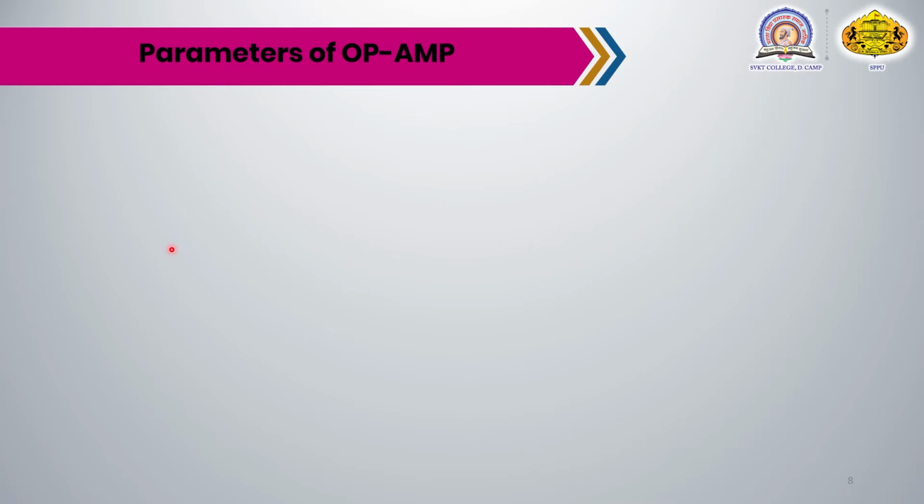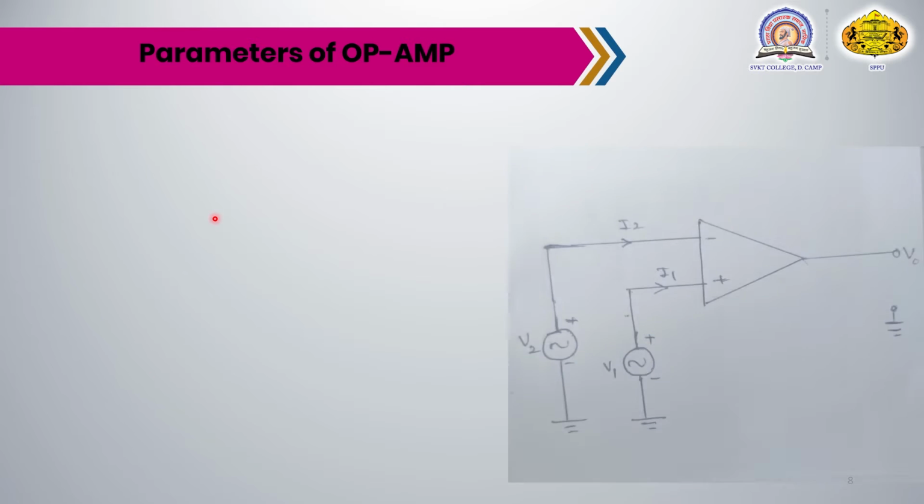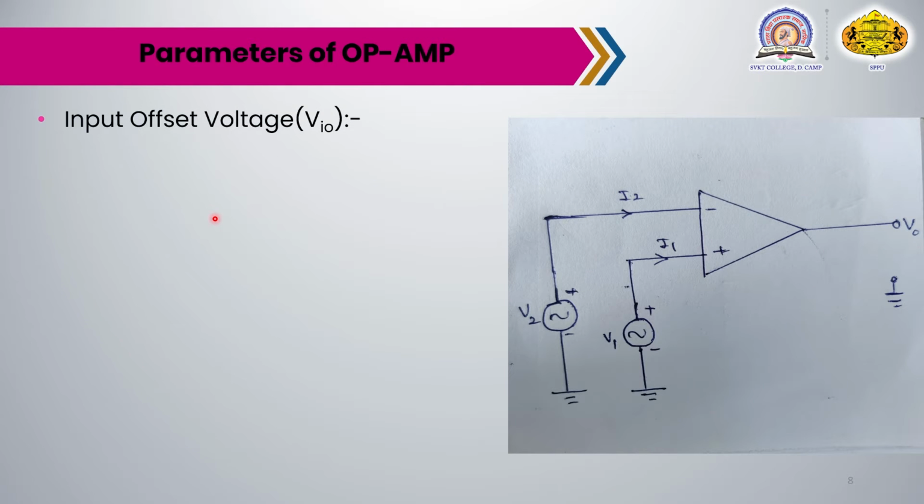Now parameters of op-amp. Before seeing the parameters, why is this amplifier called an operational amplifier? In this amplifier, many mathematical operations can be done, such as addition, subtraction, multiplication, division, logarithm, anti-logarithm, etc. Therefore it is called an operational amplifier, and it is used in analog computers.